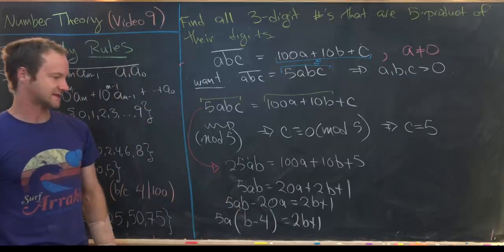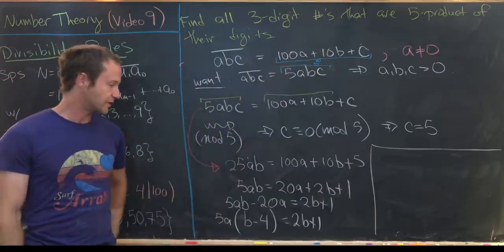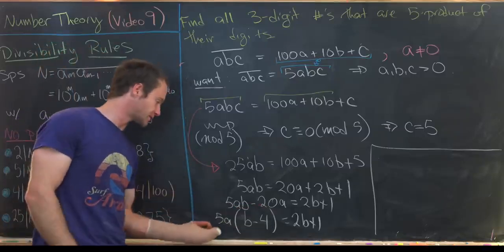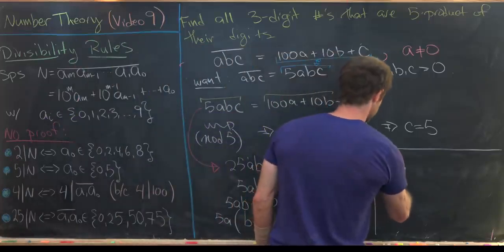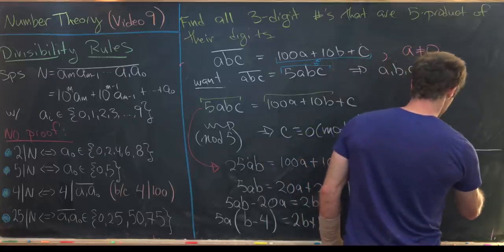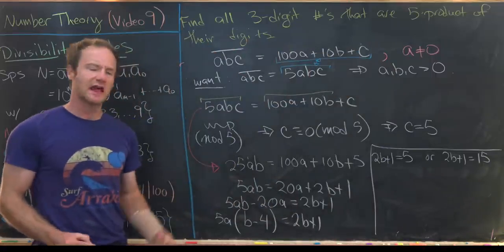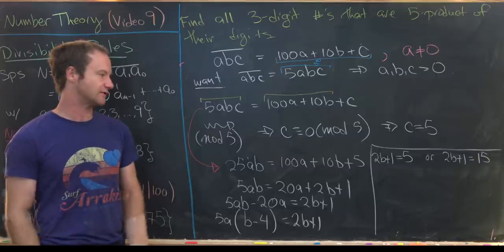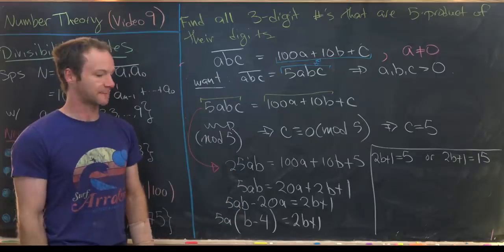That means the right-hand side is also a multiple of 5. Another thing we want to notice is that 2B plus 1 is odd. So we've got 2B plus 1 is a multiple of 5, and it is odd. Well, that only gives us two possibilities. 2B plus 1 could be 5, or 2B plus 1 could be equal to 15. Notice we couldn't have it equal to 25 or anything larger because B is between 0 and 9, given that it makes up the digits of this 3-digit number.